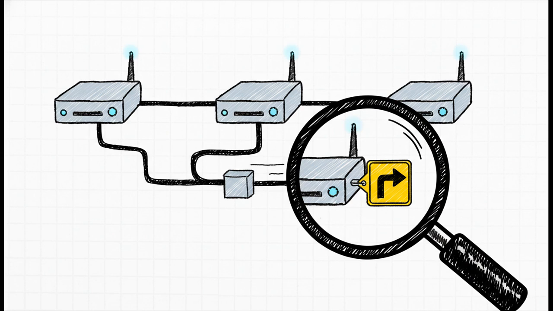Think of the MAC address as the very specific street address for the immediate next hop in the chain. So the IP address is the final destination city, and the MAC address is the address of the next post office on the route.